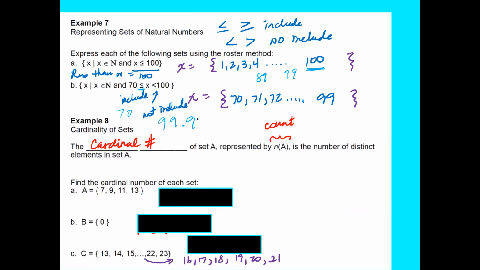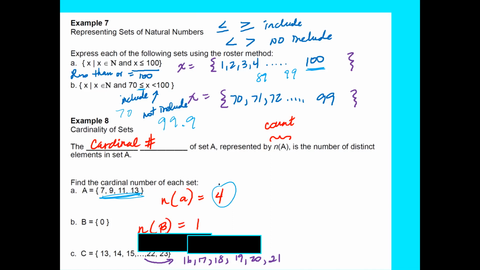Example 8. The cardinal number of set A, represented by n of A, is the number of distinct elements in set A. So for example A, find the cardinal numbers of each set. So your cardinal number is n of A. How many numbers do you have in here? You have 4. So it will just be 4. For B, it will be n of B equals 1. Why is it 1? Because there's a 0 there and it's just one number in there.